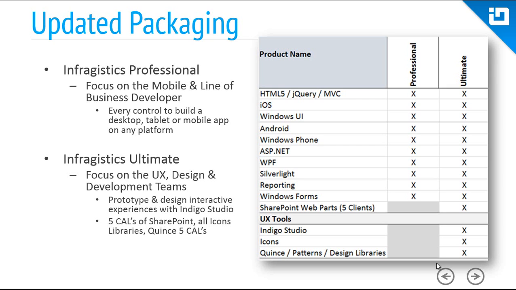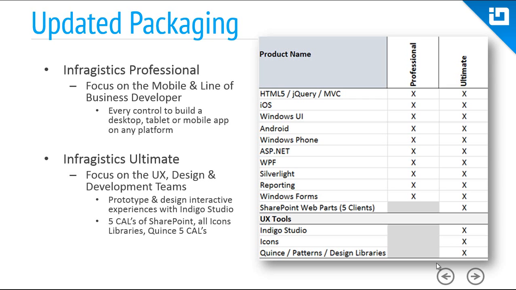Infragistics Ultimate adds a few important pieces. First and foremost, we've included SharePoint web parts. Previously, this was sort of just like a trial license where you can mess around with it. Now we're actually shipping 5 CALs with this, so you can actually deploy this and use it for 5 users. So if your company owns 300 Infragistics Ultimates, that means you actually have 1,500 of these SharePoint web part licenses. Now, you don't have to buy the server license from us separately.